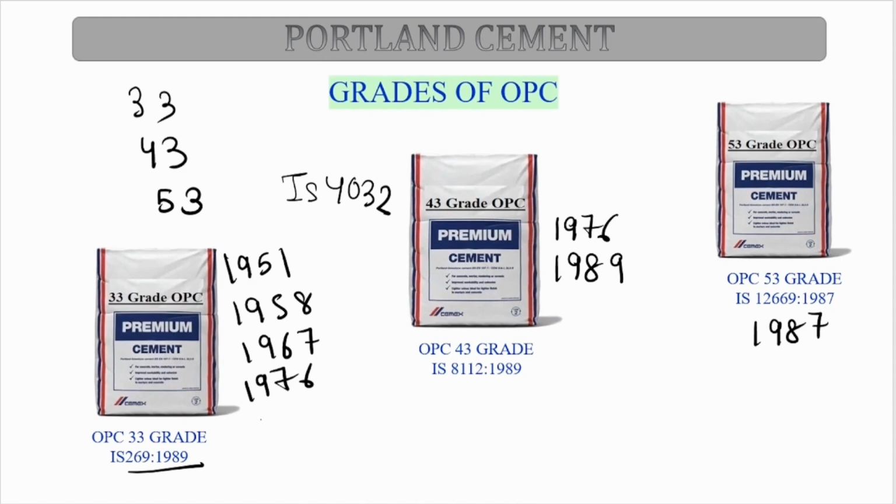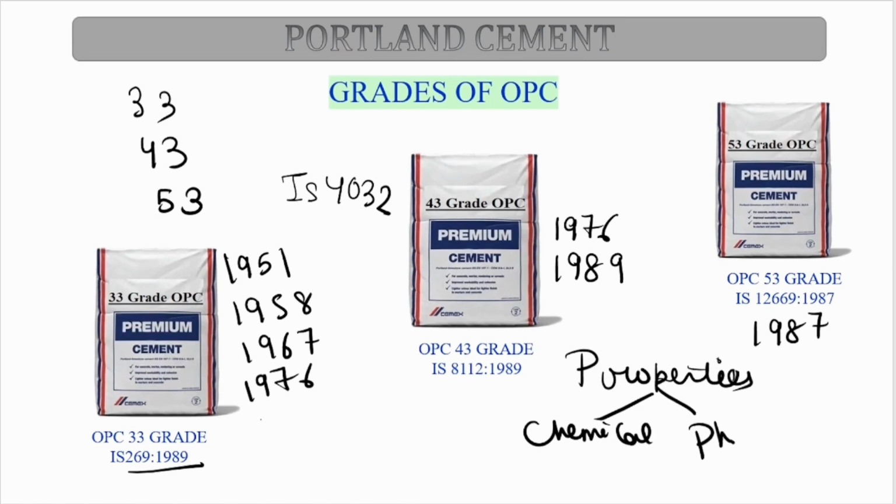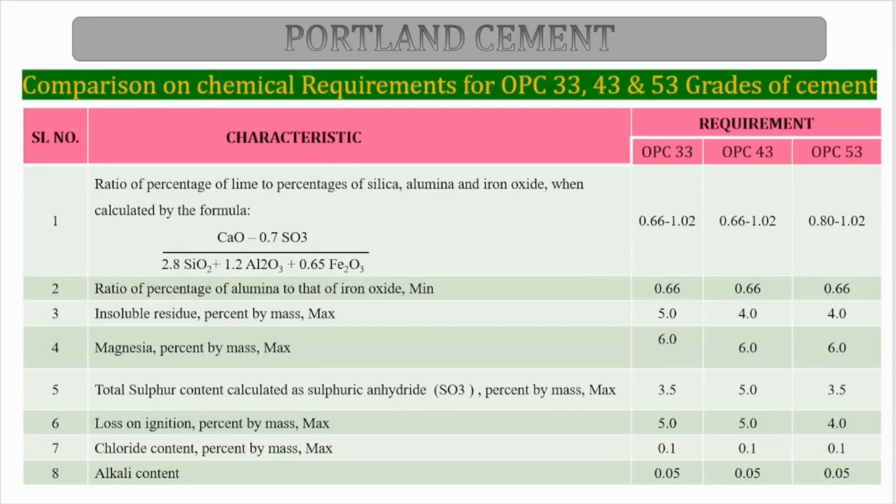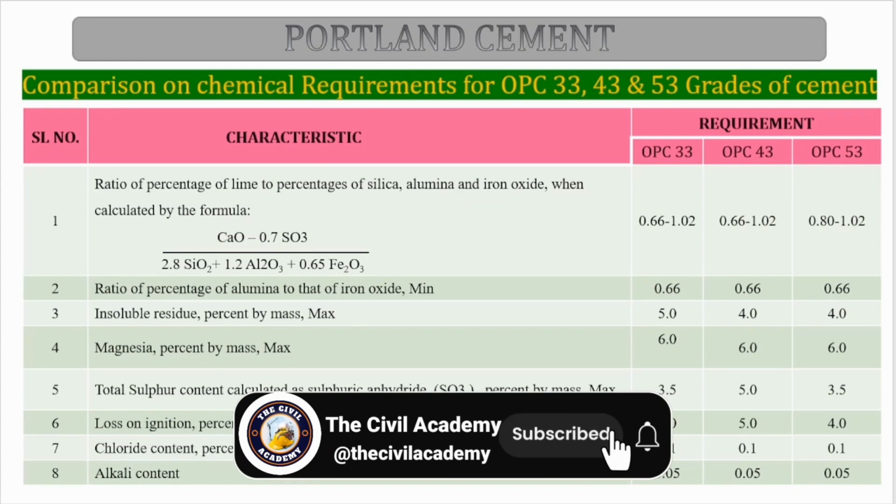If I talk about the properties of cement, it can be divided into chemical and physical properties. Here we can see a direct comparison of chemical requirements for the OPC 33, 43 and 53 grades of cement as given in their respective IS codes.